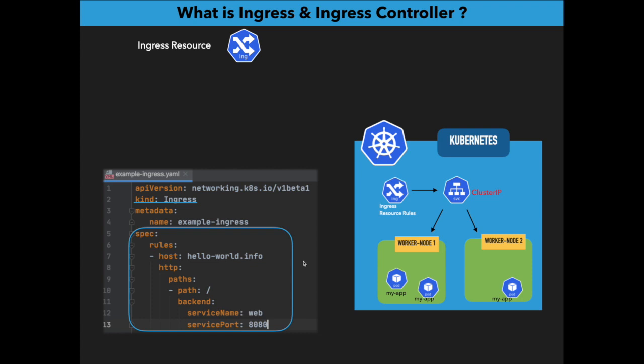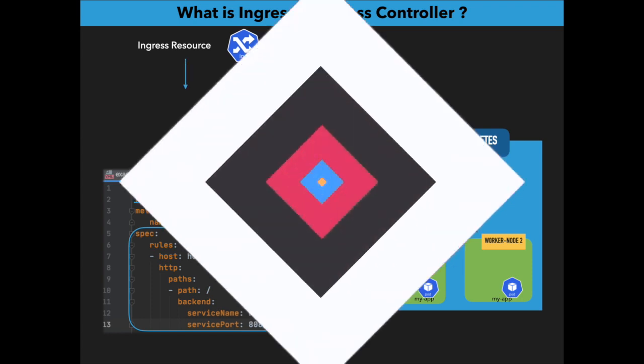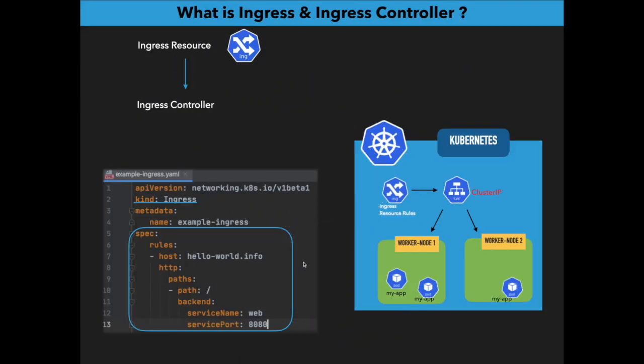Ingress resource alone cannot do the job. So we need an ingress controller, which is an implementation of the ingress resource. Ingress controller is just like a pod which is running on one of the worker nodes in the Kubernetes cluster. There are a number of third-party ingress controllers available, so we can use one of them. We can define ingress controller as a daemon set or deployment.